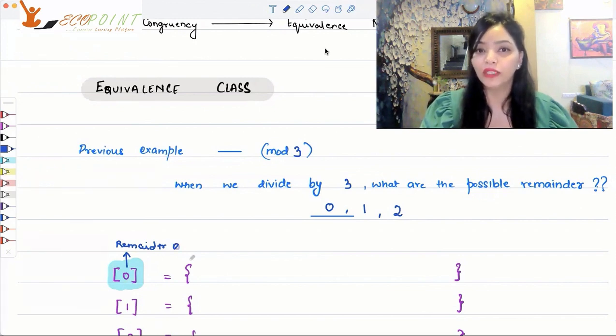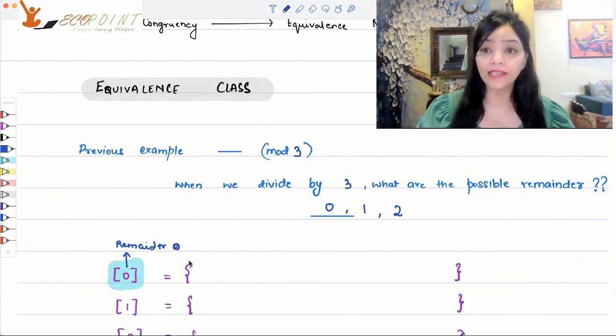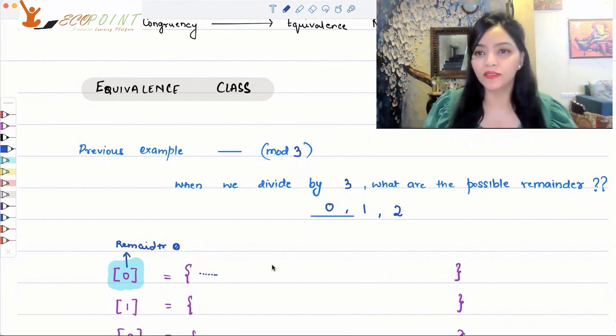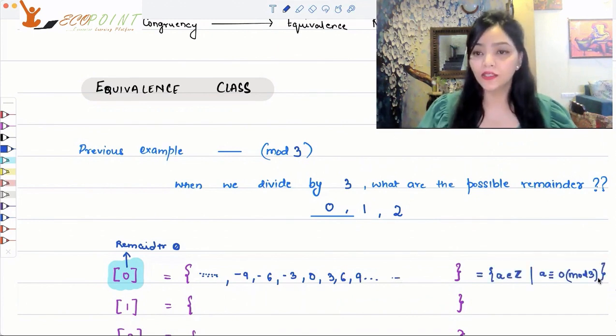This bracket 0 is telling you that you will get remainder 0 when you divide by 3, because we are talking about modulo 3. This set would consist of all the integers which, when you divide by 3, will give you a remainder 0. So there can be many negative integers, and then say -9, -6, -3, because when you divide by 3, you will not be left with any remainder. 0, 3, 6, 9, so on and so forth. Hence, this is the set of all integers a such that a is congruent to 0 mod 3.